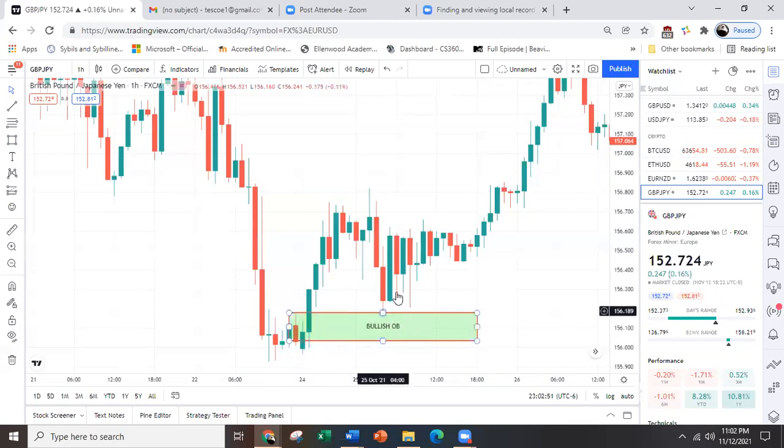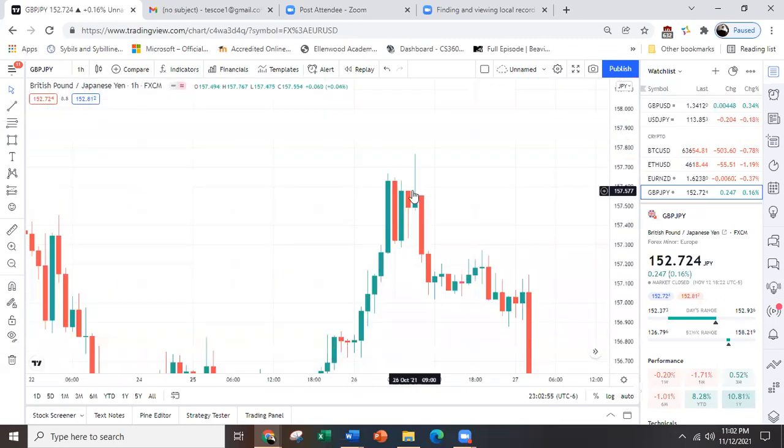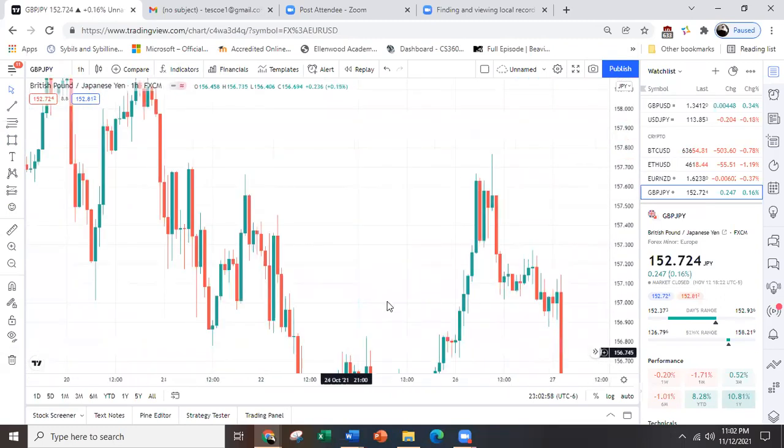You feel what I'm saying? And then buys up for the buy. So it should continue in the direction that it came from. You feel what I'm saying? Let's find another example of an order block here.